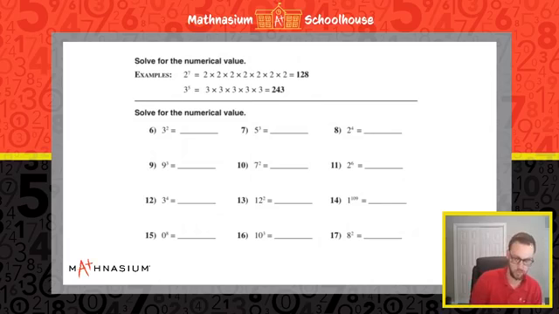For number 6, we have 3 to the 2nd power. So that would just be 3 times 3. We can rewrite it if we need to, and we know that 3 times 3 is 9.